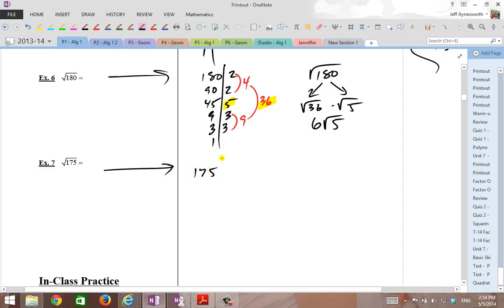Take 175 off to the side. Divide it by 5 because it ends in a 5.